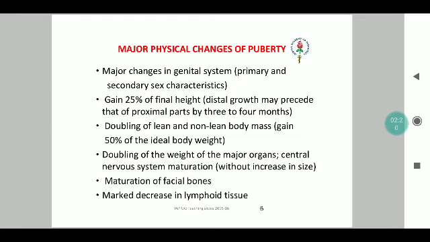Now, if you come to the physical changes which are seen in puberty, the major changes are seen in the genital system with the onset of primary as well as secondary sexual characteristics. It is important to remember that the final height gain is 25%. So, this 25% final height gain is where mainly distal growth is preceded by proximal growth by 3 to 4 months, is one thing to keep in mind. The second thing is 50% gain of the body weight is also seen.